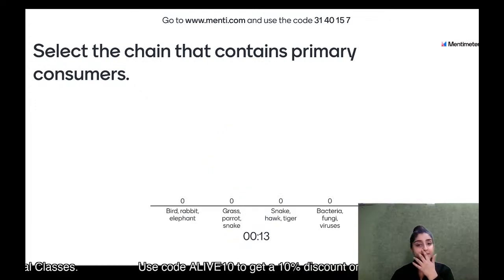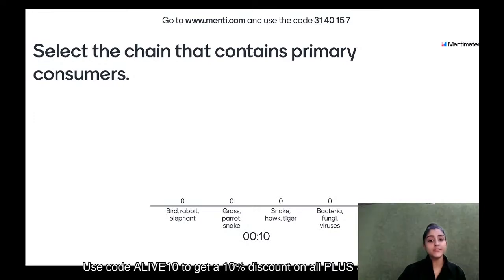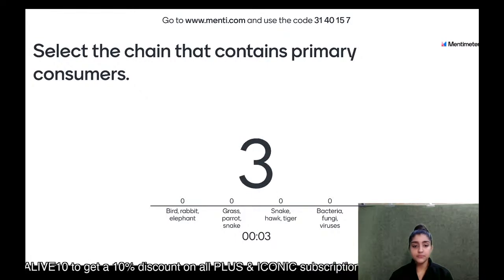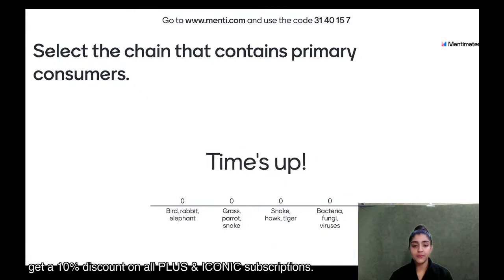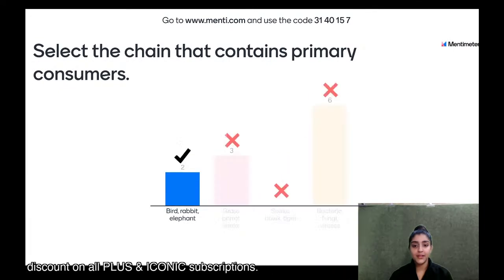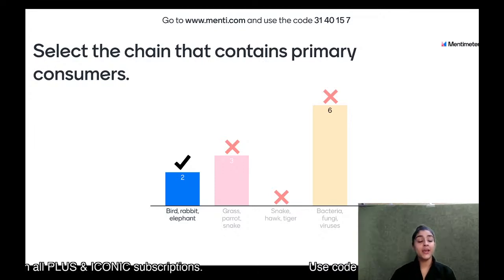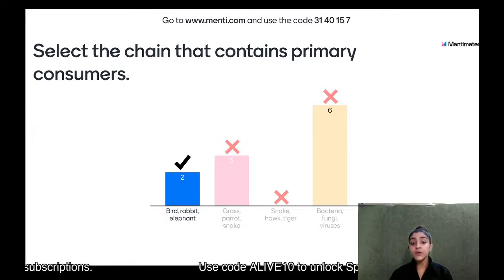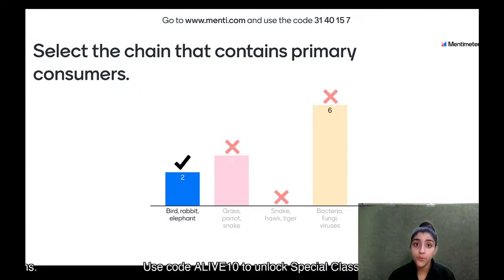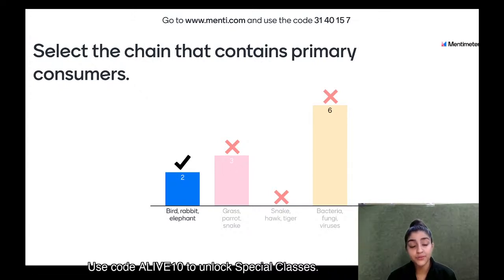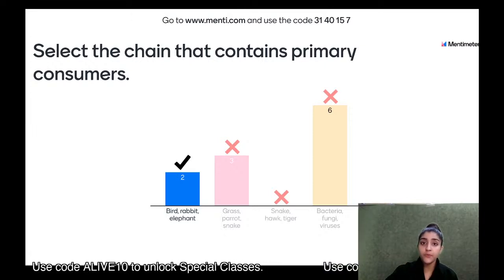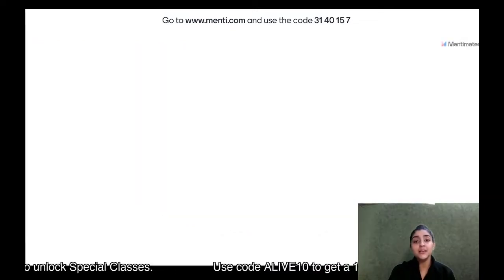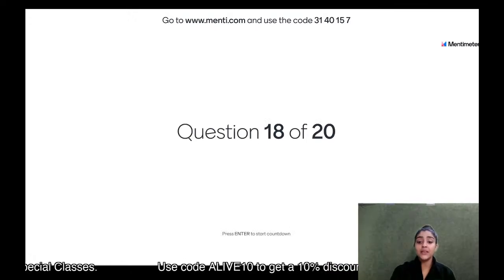Select the chain that contains primary consumer. Which are the primary consumers? The ones that eat food first. So which of these organisms are able to eat food first? That is bird, rabbit or elephant, because they are herbivores. They only feed on plants, right? Then those herbivores are eaten by carnivores or omnivores, and when carnivores die, they are eaten by bacteria, fungi or viruses, right? Only then would they be decomposed.